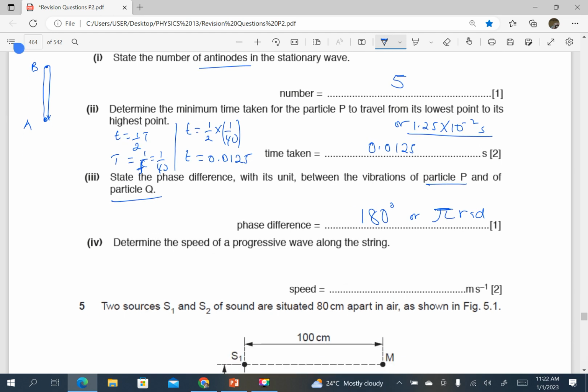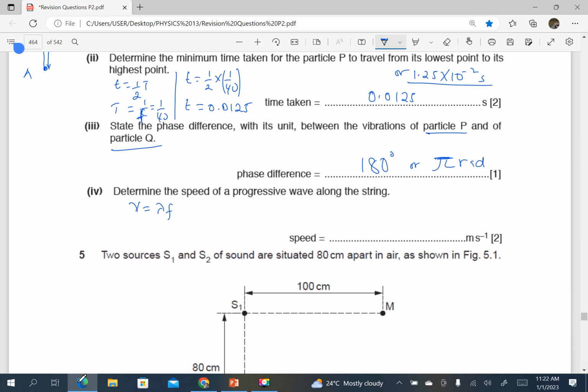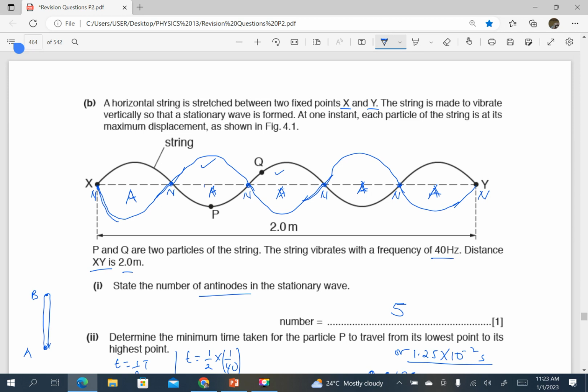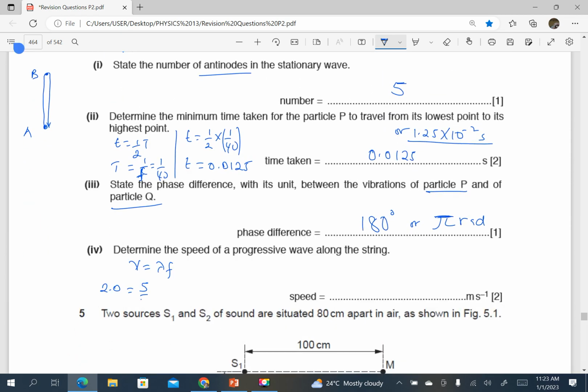Then determine the speed of a progressive wave along the string. From the general wave equation, v, which is the speed, is equal to lambda times f. We need to find the wavelength. Let's look at the graph. We have 1 cycle, 2 cycles, and a half cycle represented by that length. So the length L, which is 2.0 meters, is representing 5 over 2, that is 2.5 cycles, 2.5 wavelengths. So 2 meters is giving us 5 over 2 wavelength.